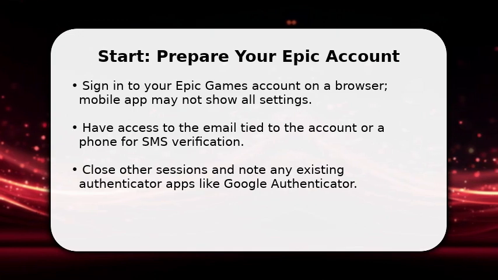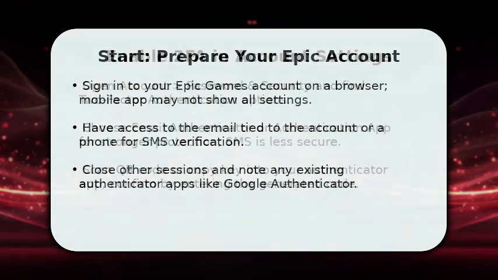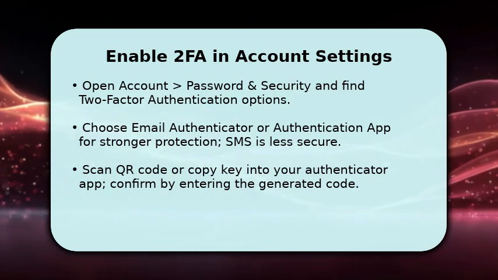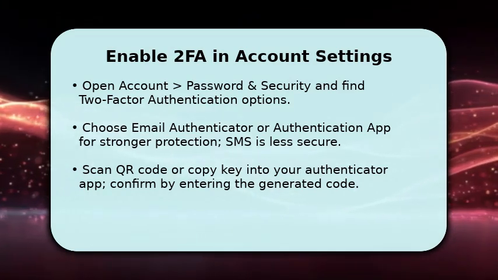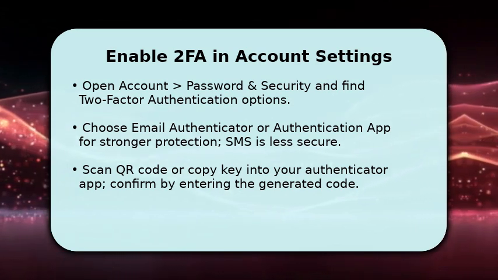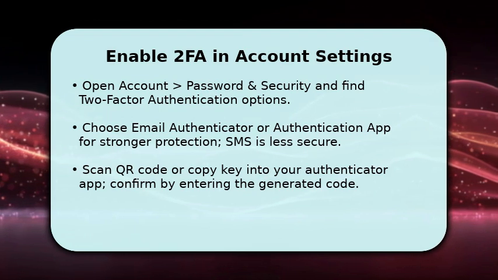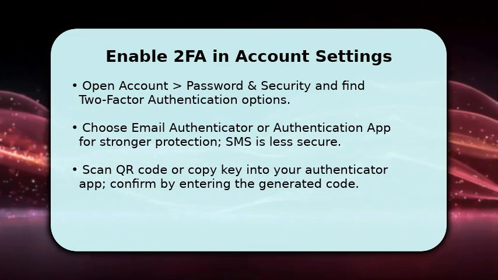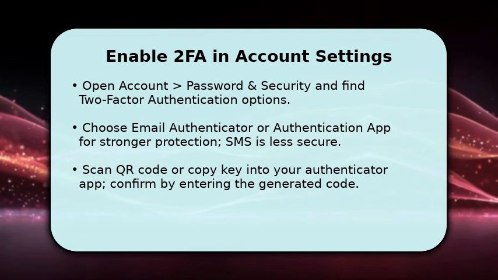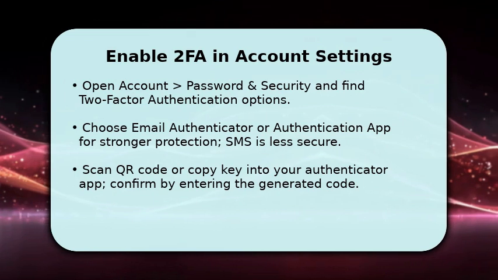Next, navigate to Account, then Password and Security in your Epic account. Once there, look for two-factor authentication and pick the method. Email Authenticator or an authenticator app is recommended over SMS because it's more secure. If you choose an app, scan the displayed QR code or manually copy the secret key into the app. After adding it, the app will produce a one-time code. Enter that code back on the Epic site.